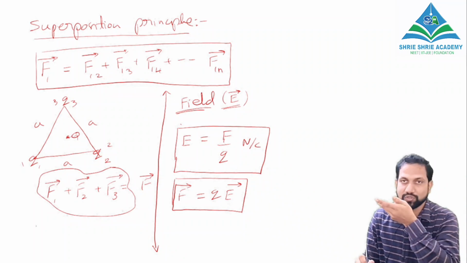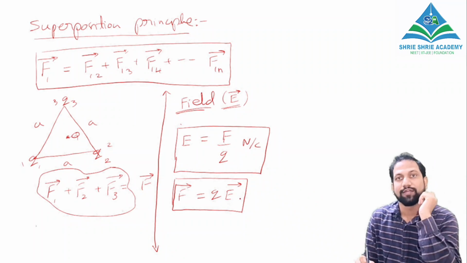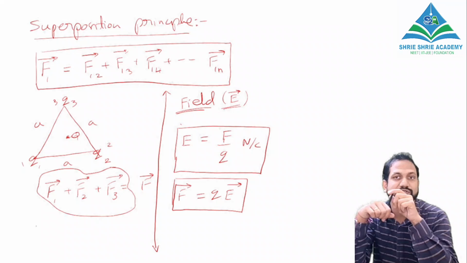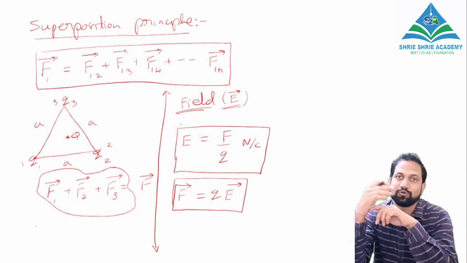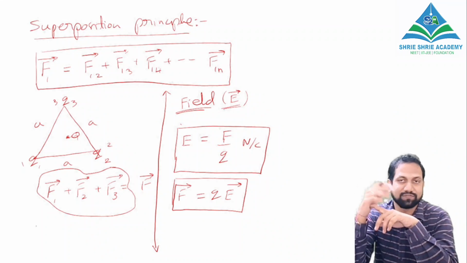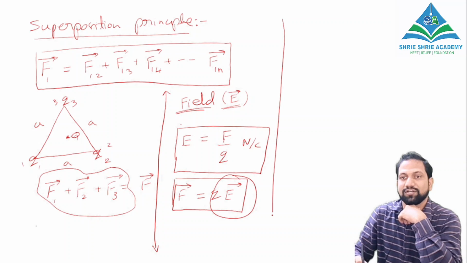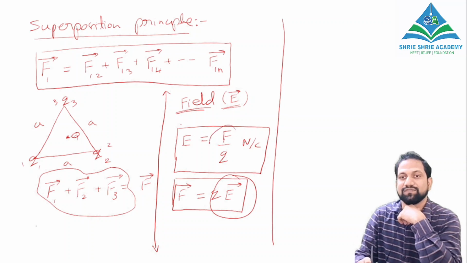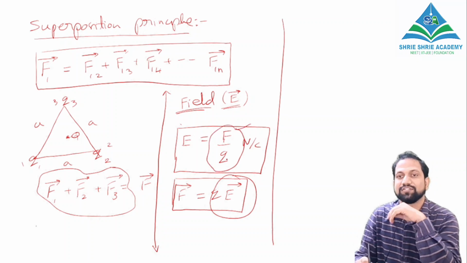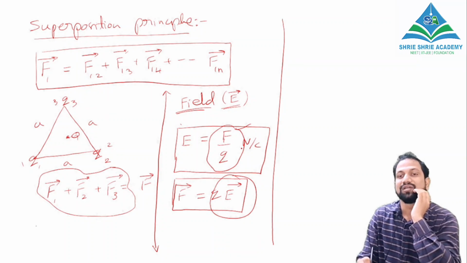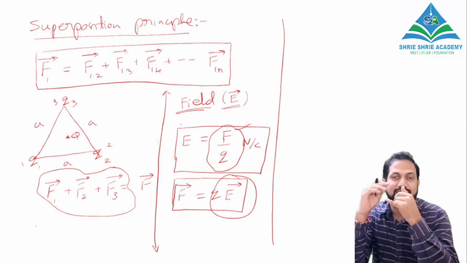Suppose the field is 0, then the force also will be 0, and the point where the field is 0 is called the null point. How to find the null point? There is a process, there is a formula that we will discuss again, but let us first discuss the electric field properties. So the basic definition of electric field is F by Q, that is Newton per Coulomb, but it depends on the charge distribution.